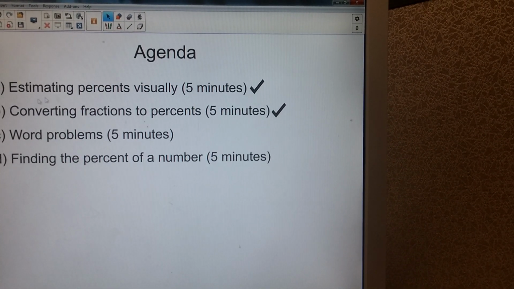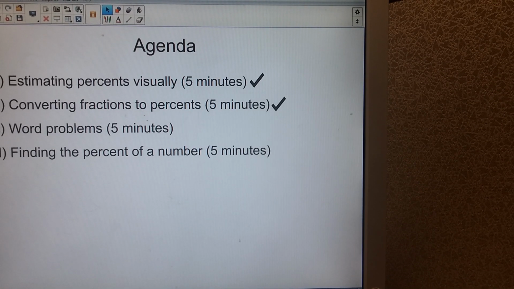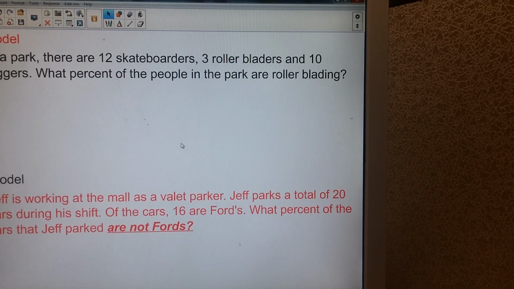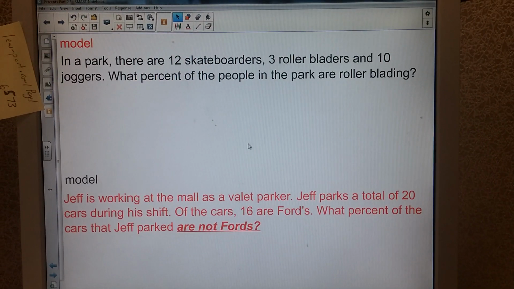Okay, so we've checked off estimating percents visually. Simple enough. We've checked off converting fractions to percents. Word problems. There are 2 of them. Pause the tape right now and figure them out.